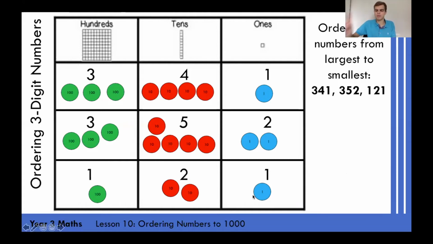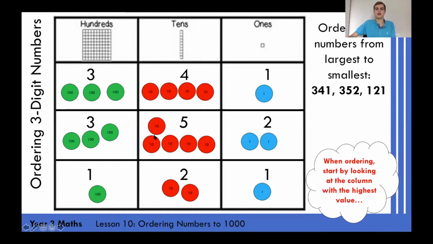Fantastic. Remember that top tip. Where do we look first? We look at the column with the highest value, the hundreds. Fantastic. We're going to look at hundreds first. Now, this one's got how many hundreds? Top number's got 300. This number's got 300. And this number's only got 100. Fantastic. So I know which one is my smallest number. Which number is my smallest number? Yeah, you're absolutely right. 121 is my smallest number.